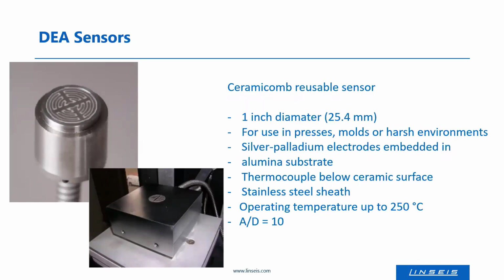Then if measurements in tools, like in this plate or in molds, are done, then reusable sensors like these Keramicomp sensors can be installed in the tool, or in this example in a plate. The sensor can be operated up to 250 degrees Celsius. It's made of stainless steel, and a thermocouple is also included. So it measures the electrical properties and also the temperature.